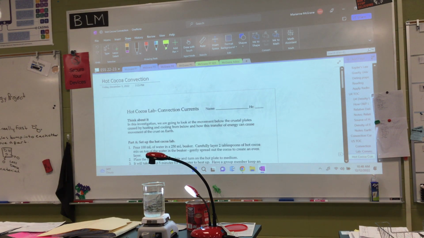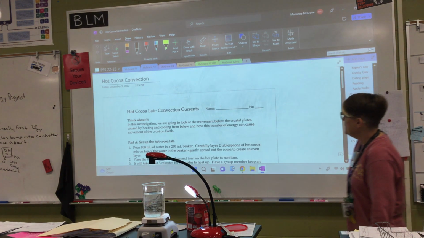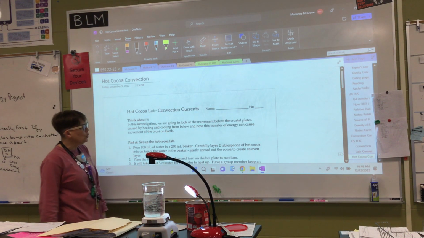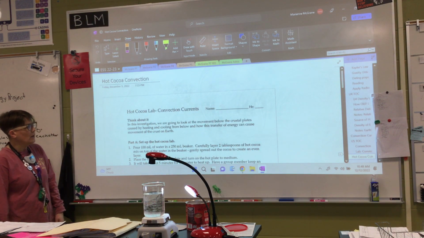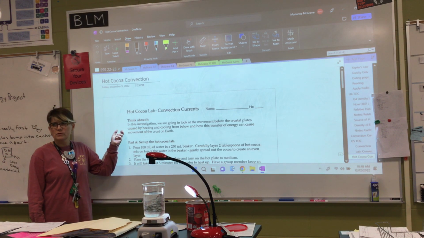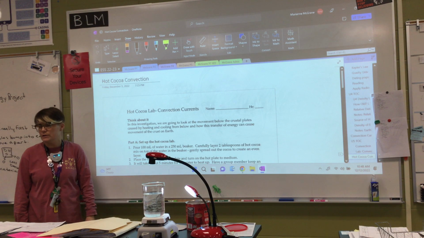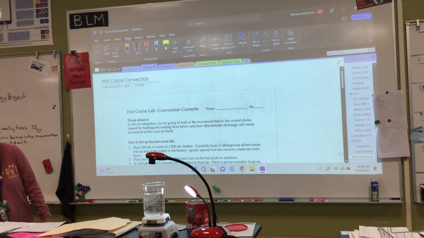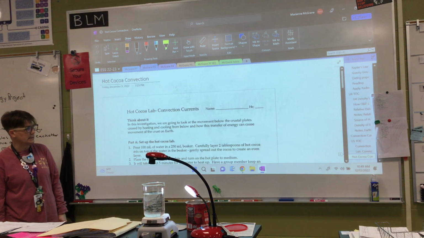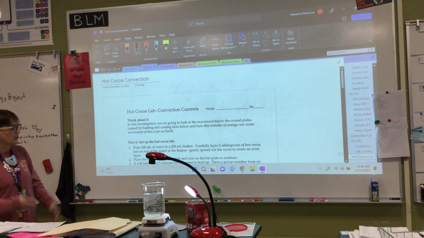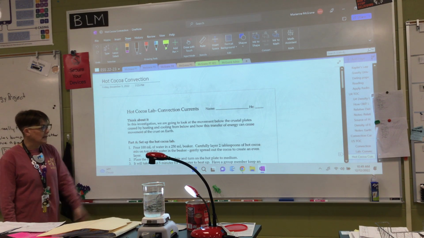All right, so it says, in this investigation, we are going to look at the movement below the crustal plates caused by heating and cooling from below, and how this transfer of energy can cause movement on the crust of Earth. So we've done a lot with energy and transfer of energy on Friday. And again, I'm going to go ahead and put these out. I'll walk them around maybe while you're working to see who wants what for these little organizers for your thoughts. So part A says set up the hot cocoa lab.